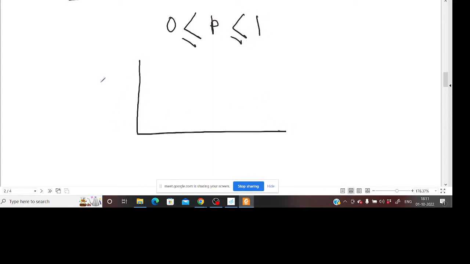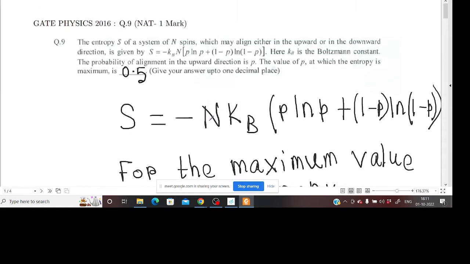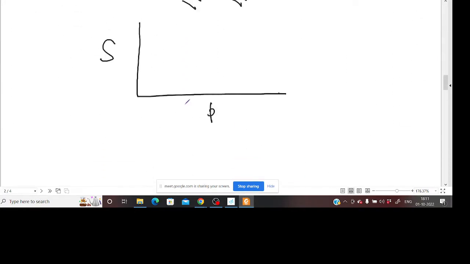So let's plot S as a function of p. Then what will happen? For p equal to 0, what happens? Let's check. For p equal to 0, log of 0 is undefined, but here p equal to 0, so this term is 0, okay, because p is 0. And at p equal to 0, the second term becomes log 1, right? So log 1 is 0. So for p equal to 0, S is 0.